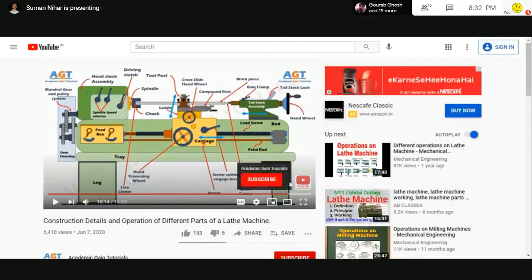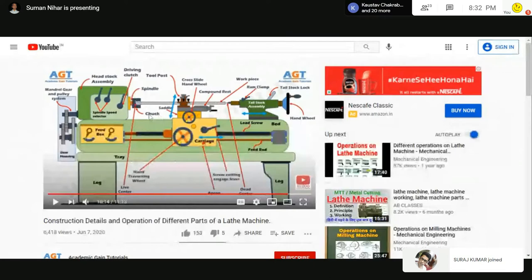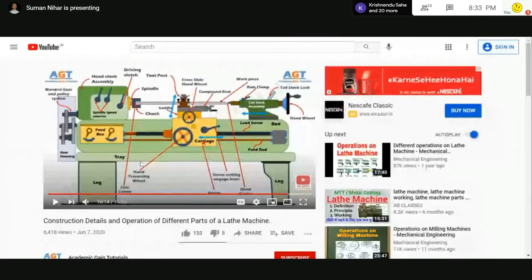Here this is the tray. This tray is to hold the chips, because when there are hot chips, they will fall on the tray. Then this is your lathe bed, on which the headstock assembly and tailstock assembly will be there.